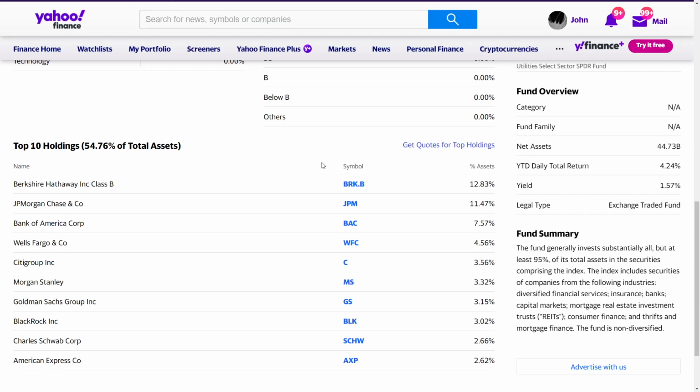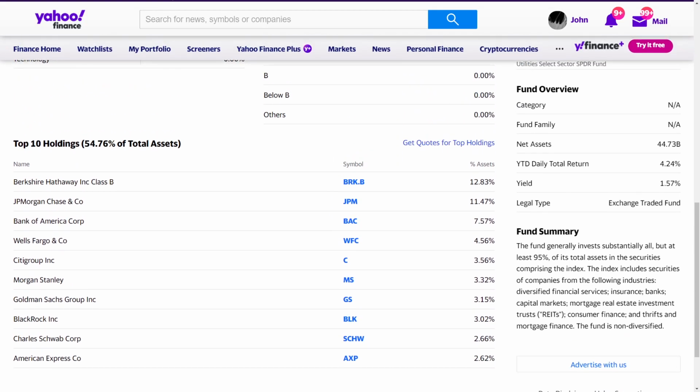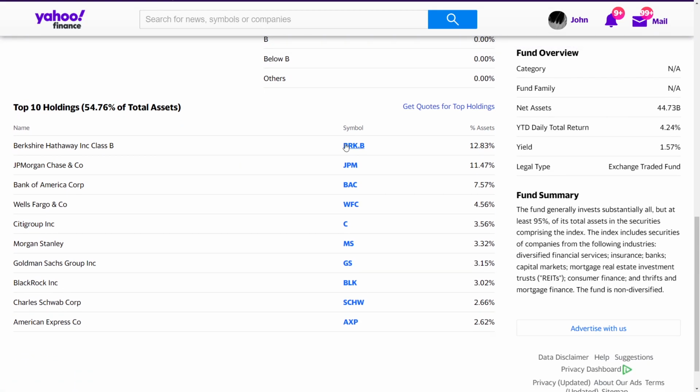So the best way to look at what's in a particular ETF is to look at the top 10 holdings. A lot of these are equal weighted ETFs. So here we've got XLF, and the top 10 holdings are Berkshire Hathaway, JP Morgan, Bank of America, etc. And you can see the percentage of assets within the ETF.